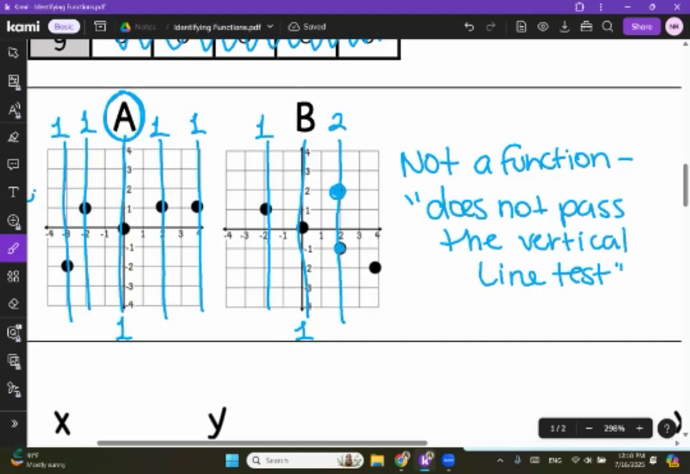Now, some students get a little confused, like, okay, well, why? Because it's going through 2 dots. Well, think about what points it's going through. It's going through (2, 2), and it's going through (2, -1), right? In every point, you're given an X and a Y value.